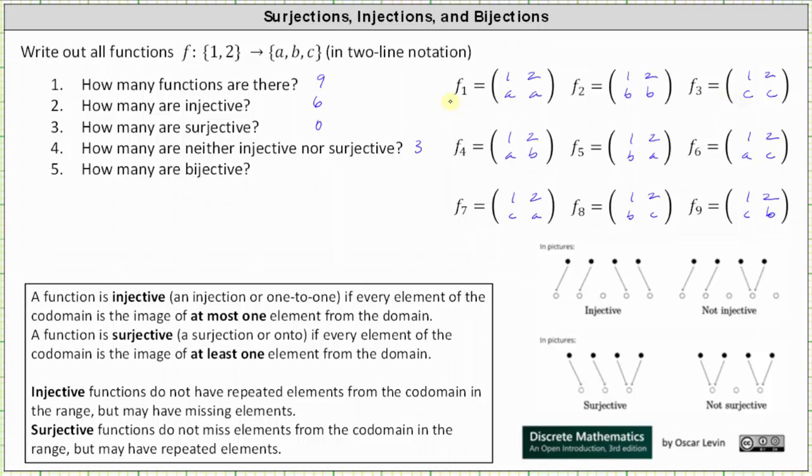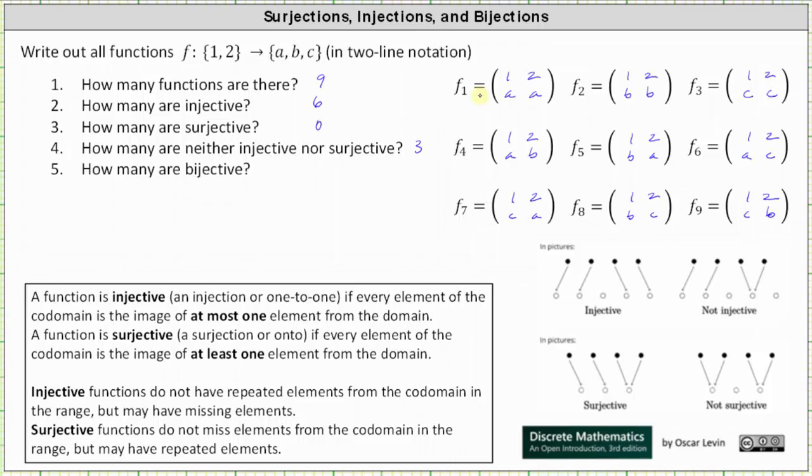They're not injective because injective functions do not have repeated elements from the codomain in the range, which we do have. And they're also not surjective because surjective functions do not miss elements from the codomain in the range, and functions f sub 1 through f sub 3 are missing elements from the codomain in the range. And as we said earlier, actually all of the functions are missing elements from the codomain in the range, and therefore none of them are surjective. But again, functions f sub 1 through f sub 3 are neither injective nor surjective.